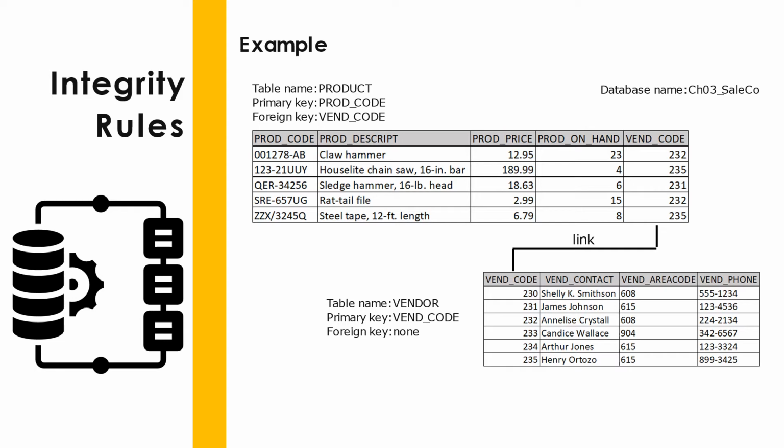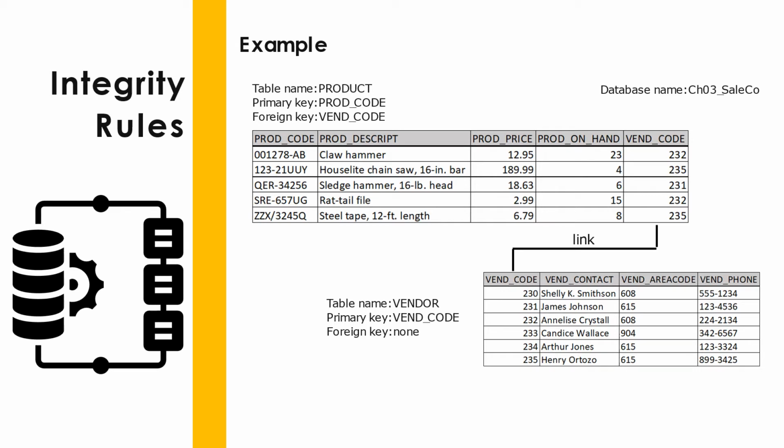Now, for the referential integrity, we take a look at the foreign key. For the vendor table, we don't have any foreign key, and so we say that it is not applicable for the vendor table. Now, for the product table, we have a foreign key, which is the vendor code. The vendor code references the vendor code as the primary key in the vendor table. And so when we check each of the vendor codes in the product table, it should be existing in the vendor table. So if we check 232, there is a 232 vendor code in the vendor table, 235, 231.